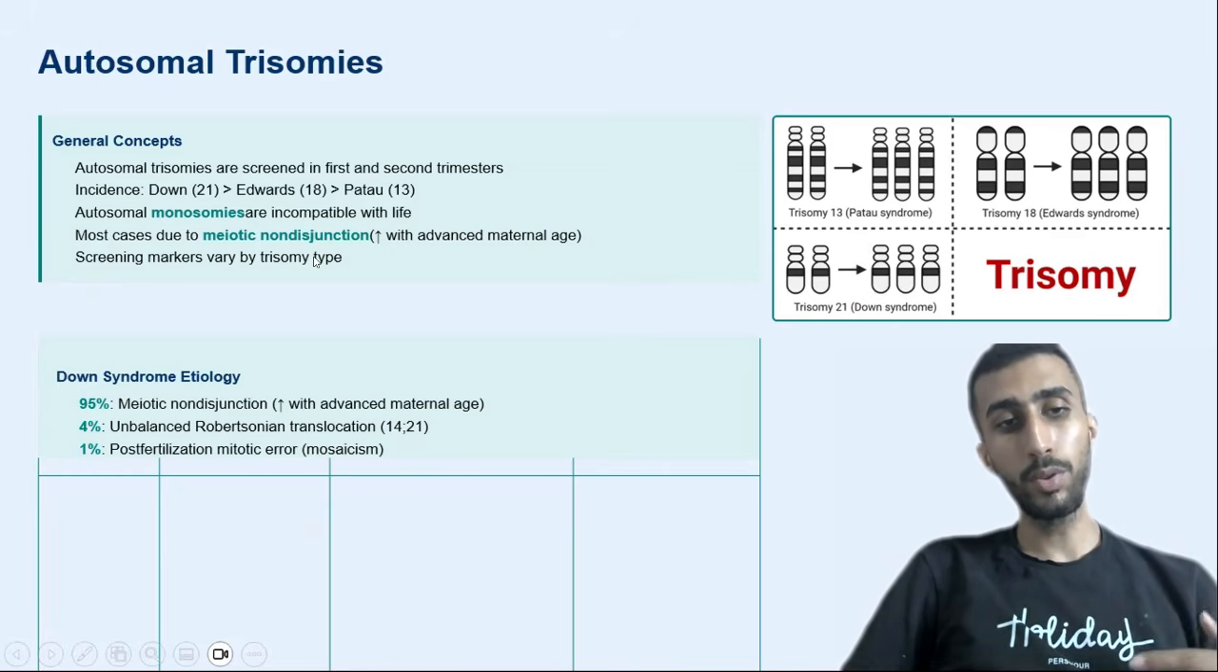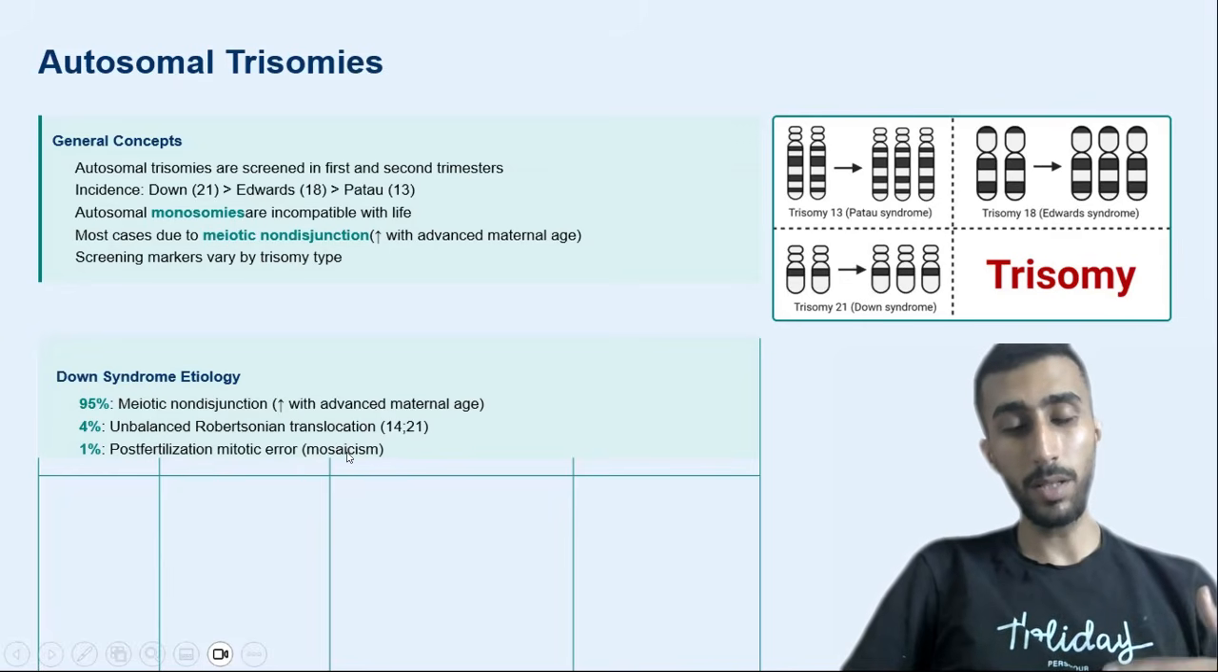Most cases are due to meiotic non-disjunction. 95% of cases are due to meiotic non-disjunction. They increase with advanced maternal age. 4% only is due to unbalanced Robertsonian translocation between 14 and 21, for example. So we're going to talk about it. And 1% occurs due to post-fertilization mitotic errors, mosaicism. So some cells will have trisomies and others may not, depending on the level where the mosaicism occurs at the zygote.